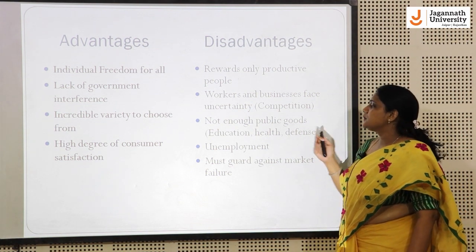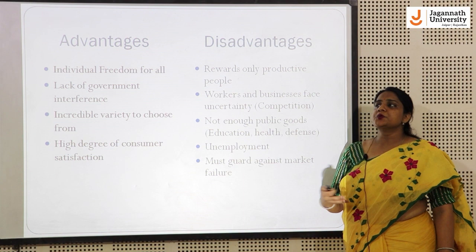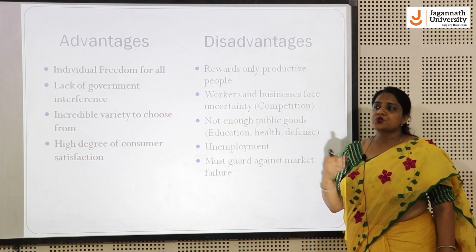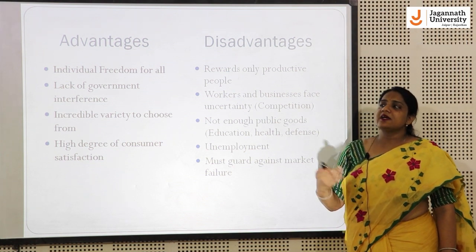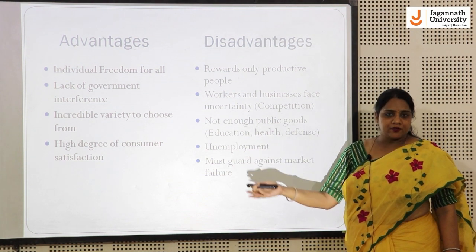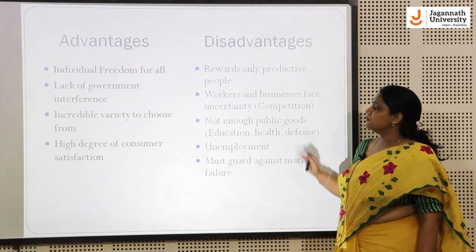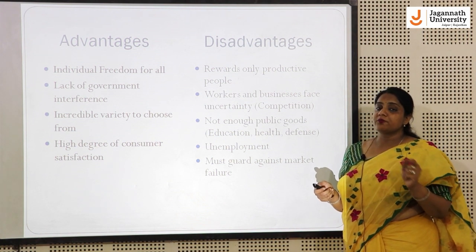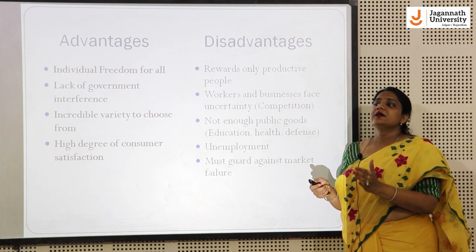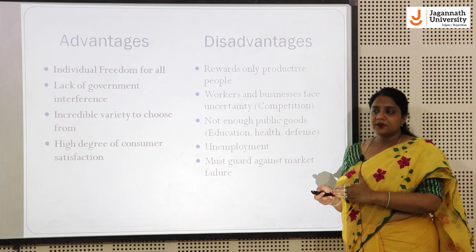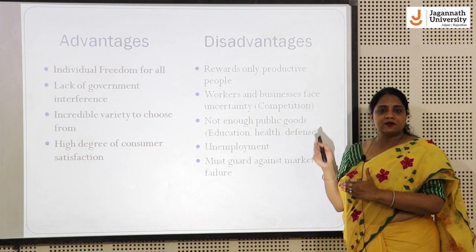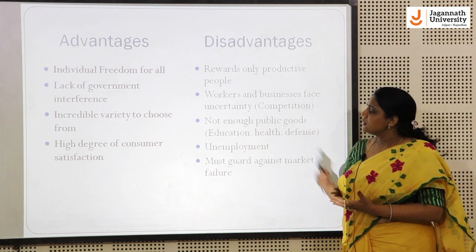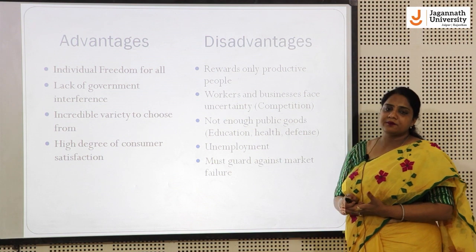Not enough public goods, because normally a producer will produce only those products or services from which he or she may get the maximum profit. So all the goods and services which may not generate profit will not be made by individual producers. Unemployment: only those people who are performing better, or who have the skills, knowledge and capabilities to work in a competitive environment, will be employed by the business people. Other resources may remain unemployed.